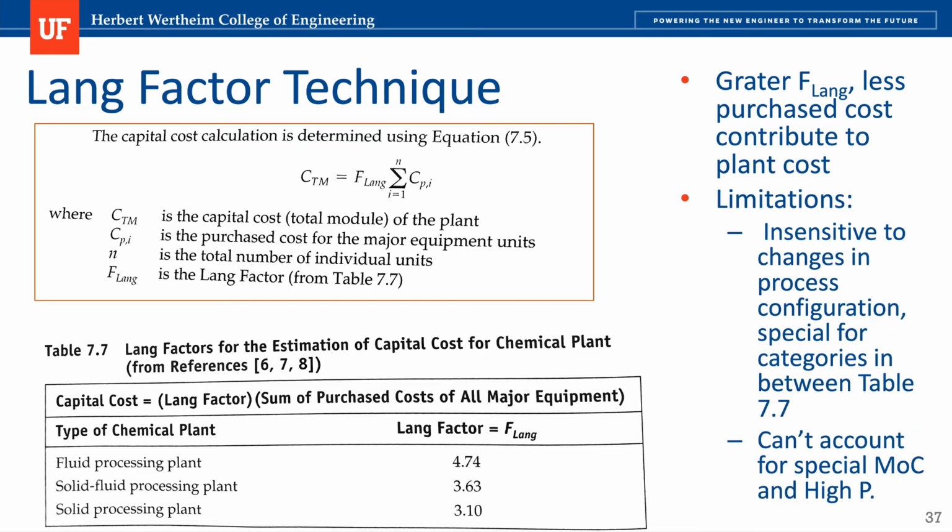The limitations are that it is insensitive to changes in process configuration, especially for categories in between, in Table 7.7. So anything that is in between may be hard to calculate, and again it doesn't consider materials of construction and high pressure.